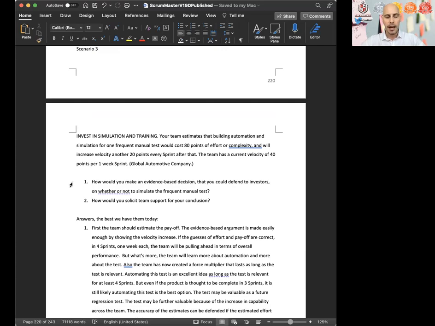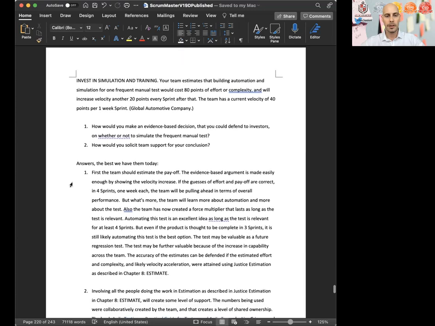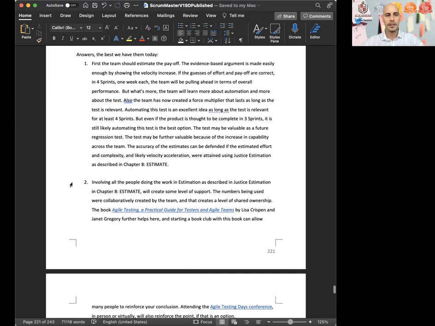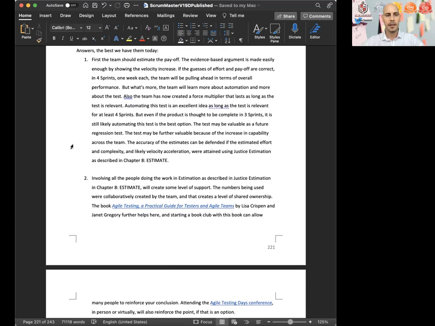Question 1, how would you make an evidence-based decision that you could defend to investors on whether or not to simulate the frequent manual test? Question 2, how would you solicit team support for your conclusion? Answers, the best we have them today.